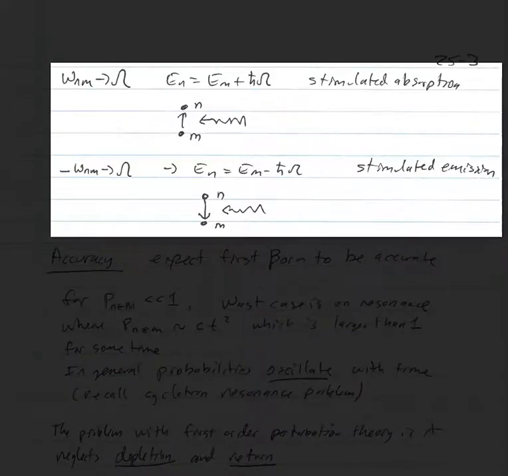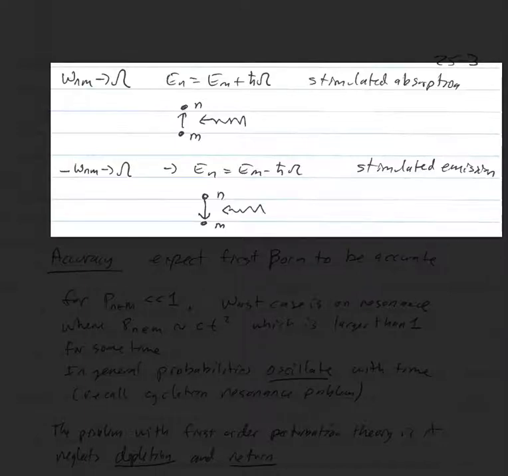Now, when ω_nm is equal to Ω, so that's when ω_nm is positive, that's when the first term on the previous page is large, what we can find is that E_n will equal E_m plus h bar ω. That's a process called stimulated absorption. E_n is bigger than E_m. We're bringing a photon in or some energy in, and the system is absorbing that energy, and it is making a transition from the lower energy state m to the higher energy state n.